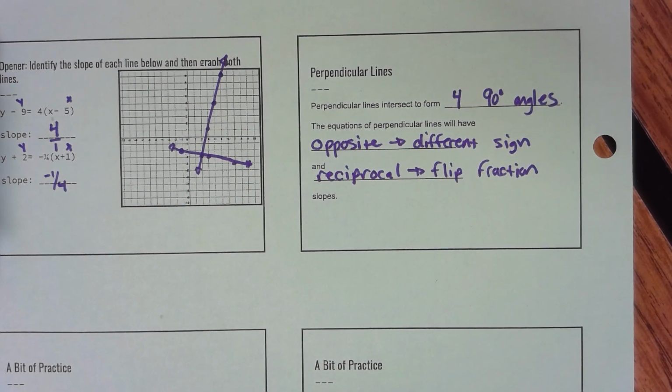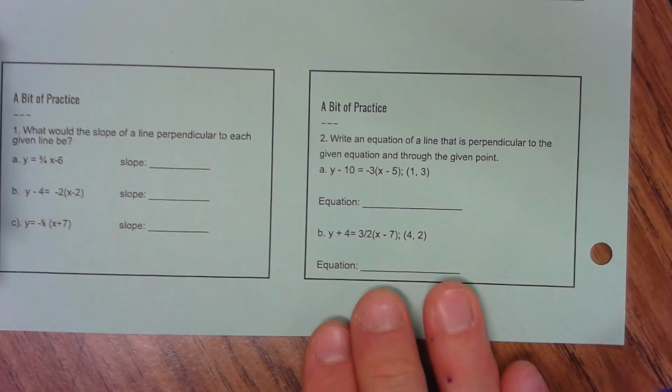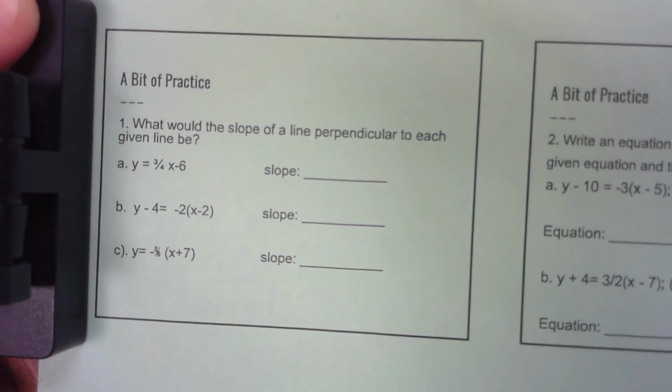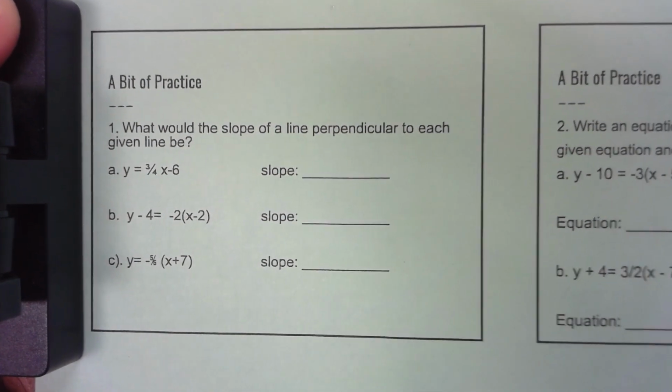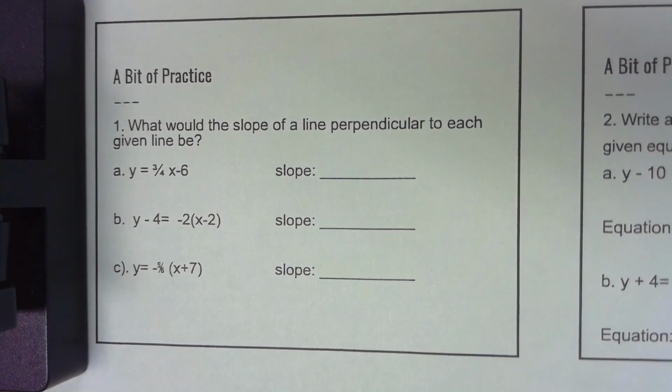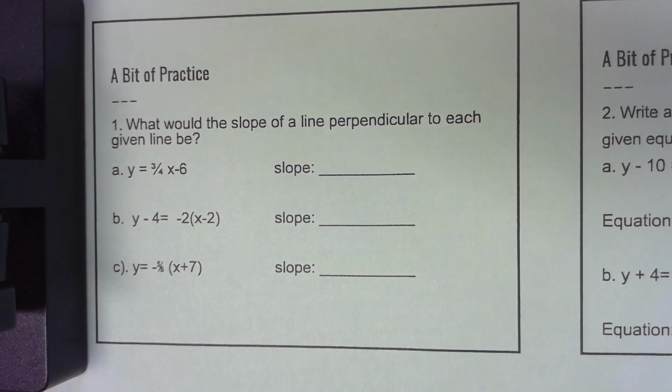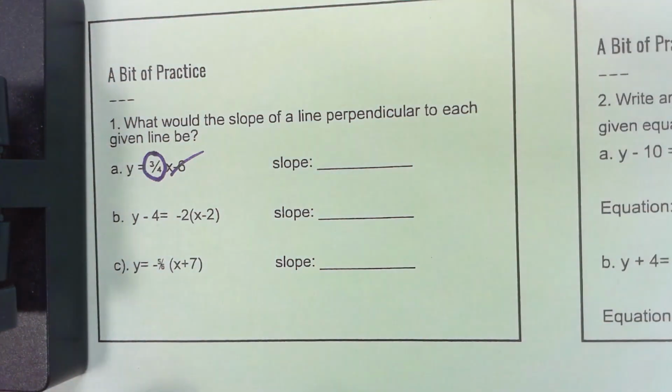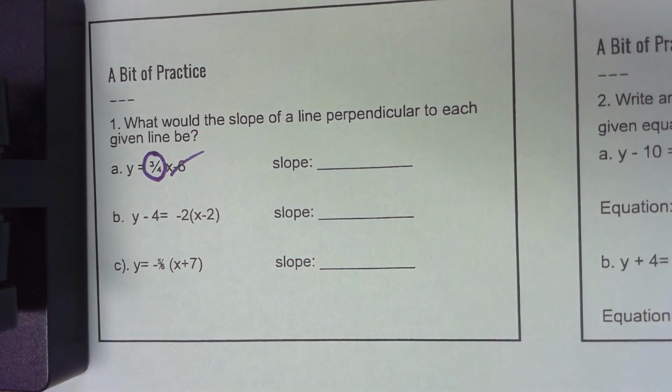Most of what we focus on when we're writing our new equations is the original slope. So this asks, what would the slope of a line perpendicular to each given line be? I'm going to do A, have you all do B and C, and I'm going to call in a couple groups to help me out with that. Again, the only thing I care about here is the slope. I don't care about the -6. I don't care about anything else there.